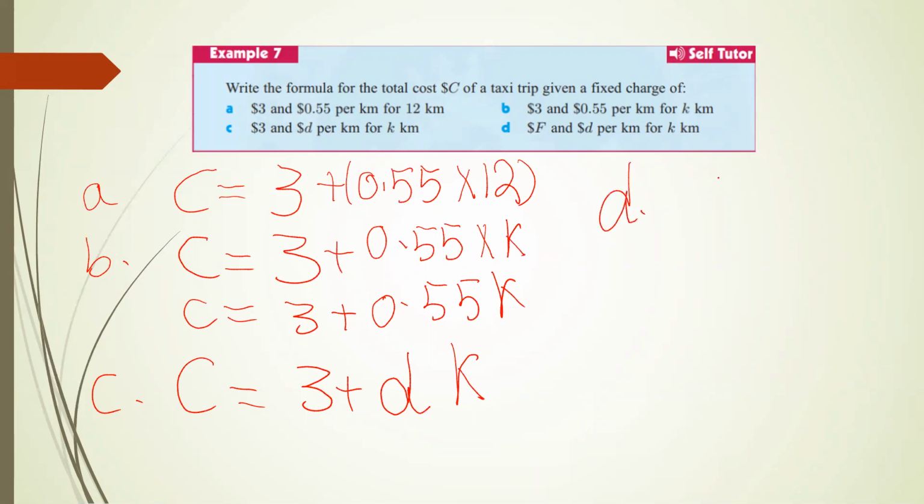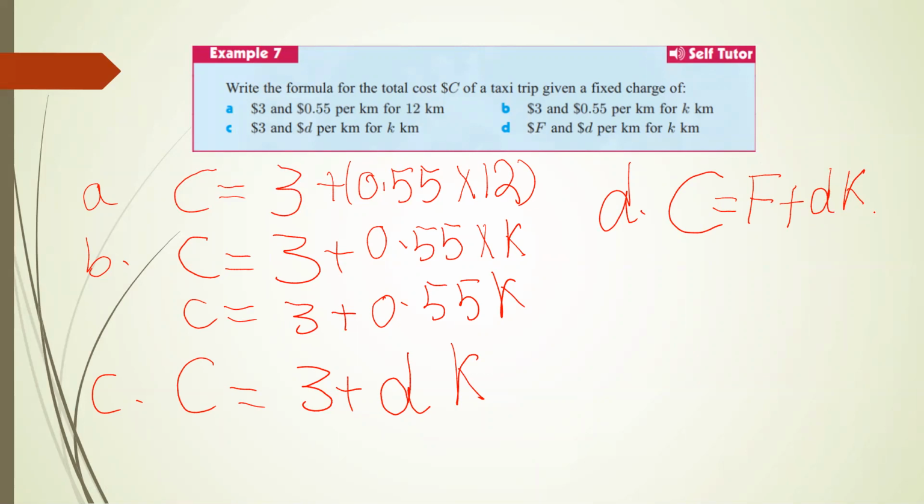As for D, still we are dealing with the total cost of the trip, but this time it did not say how much fixed charge is paid at the beginning, it only says that it is F dollars. Plus the amount is also not given, but it's given as D, and the number of kilometers is not given either. So the total cost is equal to F plus D times k, or Dk.